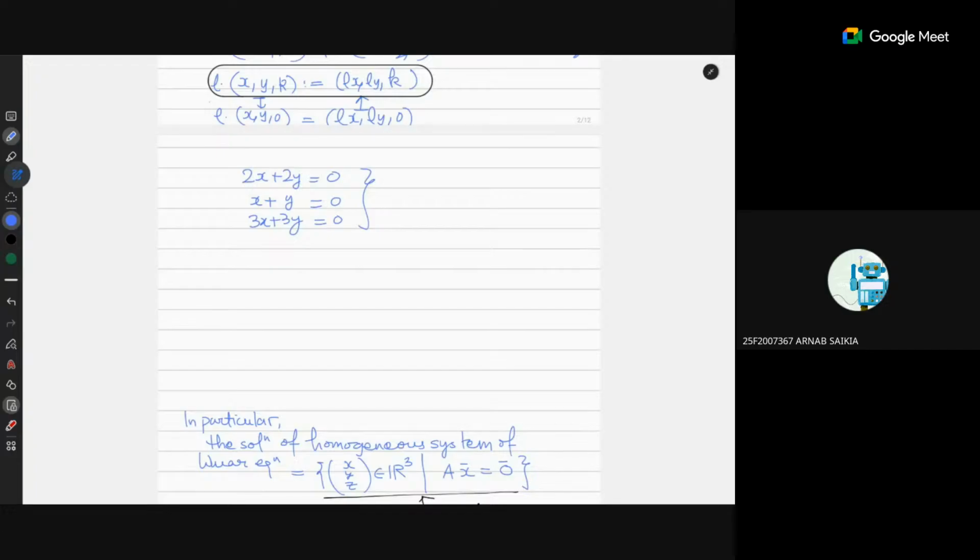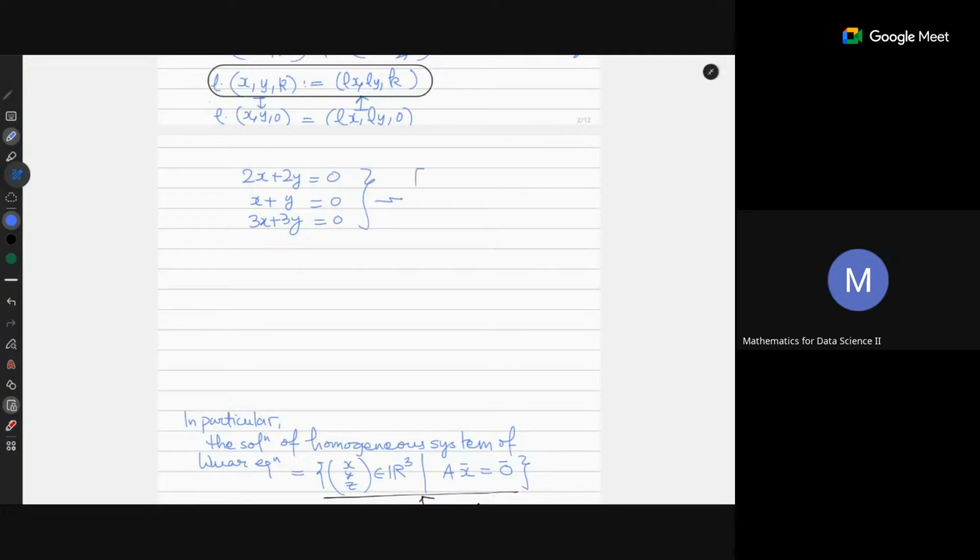It's homogeneous, so the trivial solution should always be there. Yeah, that is already there. But is that the only solution? That is the question, right? Is it a unique solution? Zero solution is unique, or can there be any other solution? There can be other solutions. So there can be infinite solutions. How do you see that?